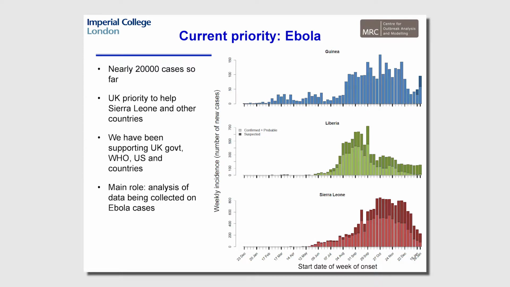And we have been one of the leading groups, and indeed we're the first group with access to data from all 3 countries, who've been analysing the pattern of spread of this epidemic and informing the World Health Organization, the UK government, the US government, and the governments, of course, of the 3 worst affected countries, Sierra Leone, Liberia, and Guinea, on control measures and how to get on top of this catastrophic epidemic as quickly as possible.